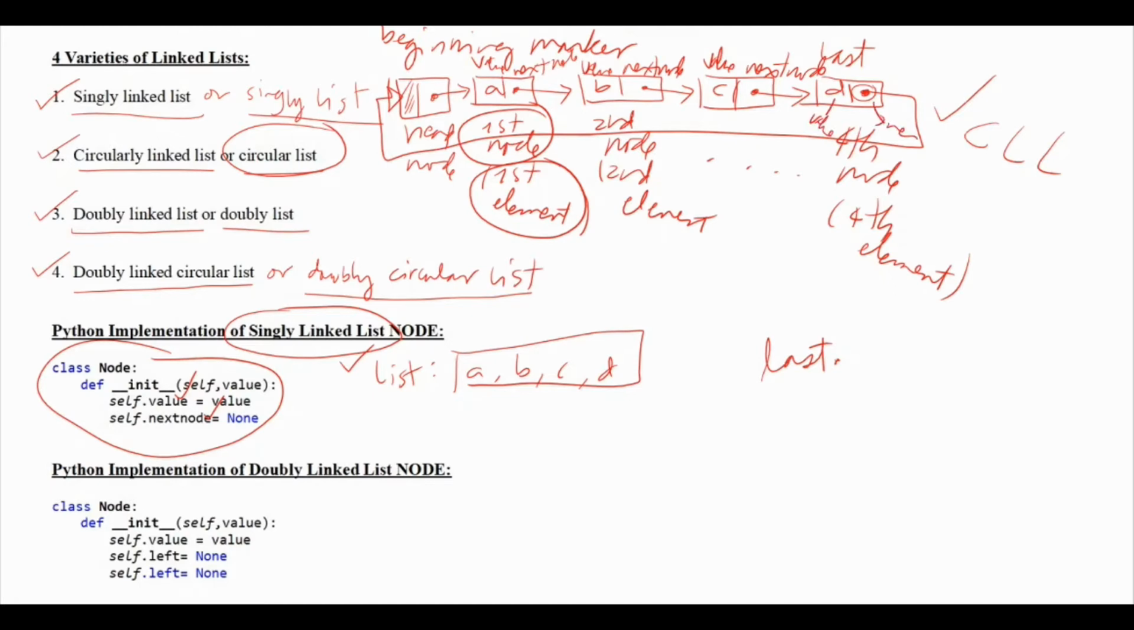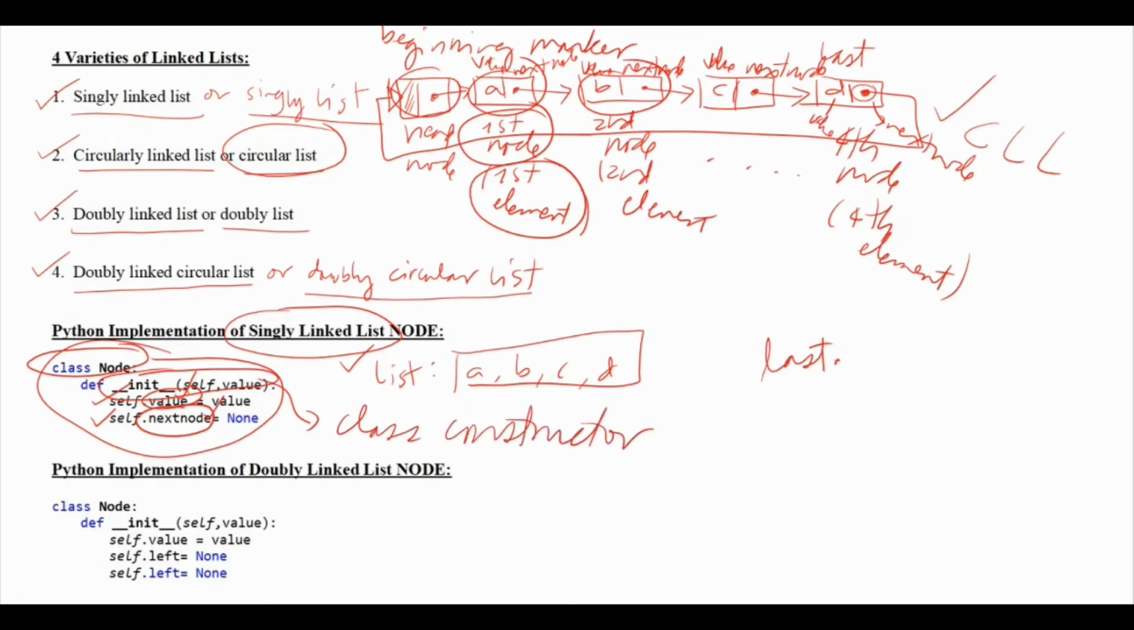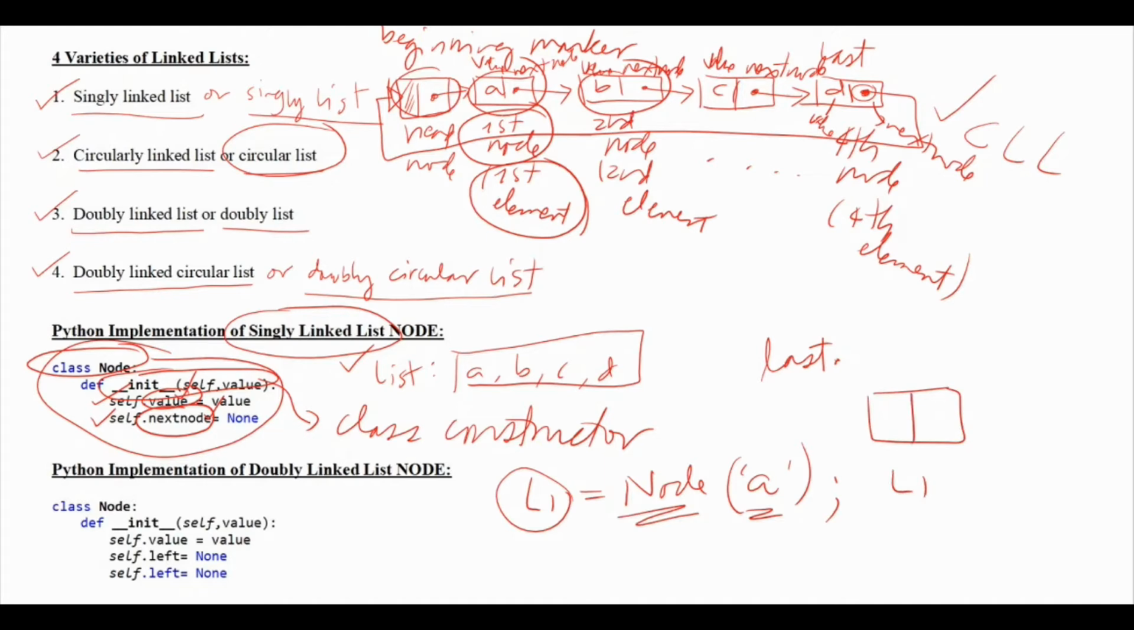This is next node. Each node is defined as a class having two fields, and these field names are value and next node. So think of this init method, the initializer method, as the class constructor, so that when you instantiate this class, creating an instance, say for example L1 with node A, L1 is a new node having element A. So this is your L1, which is an instance of node having two fields.